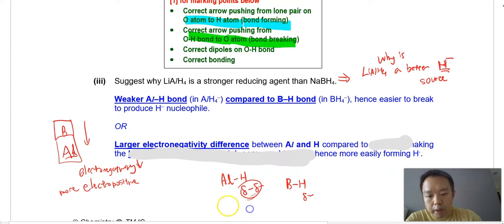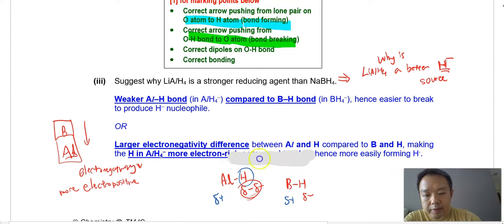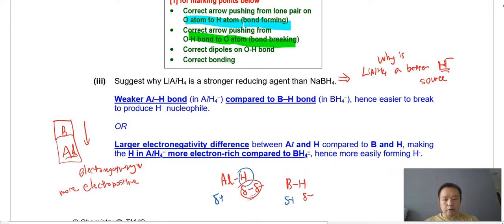You have a more polar bond over here, and as a result, it's easier to form H minus because the electrons are shared more unevenly in Al-H compared to B-H. So you can see that the H in aluminum hydride is more electron rich, therefore it more easily forms H minus, because you need more electrons in order to form H minus. And with that, that concludes the discussion for this question.